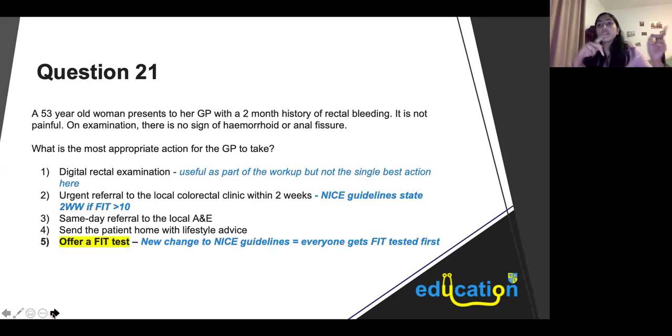So this changed last year, in August 2023. It used to be that you'd put them on a 2 week wait to colorectal and then they'd have a colonoscopy essentially. But now everybody gets a FIT test. I personally have opinions about this because I don't really believe we should be screening people if they have a symptom. I don't see the point in this. But that's what we're doing now.